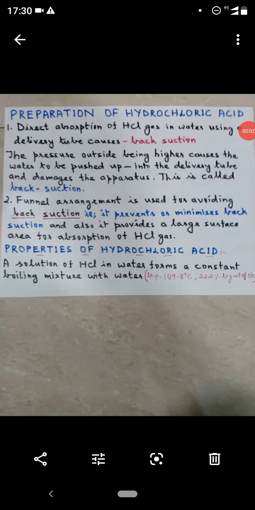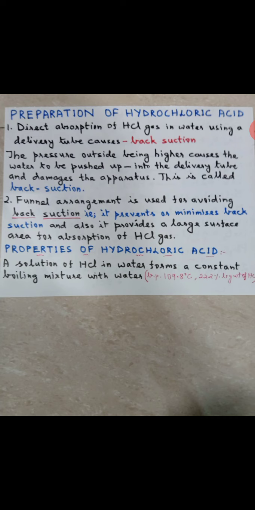Good afternoon, children. Today we will be doing preparation of hydrochloric acid. Till now you have studied hydrogen chloride gas, its preparation, properties and everything. Now hydrochloric acid. Now you must be wondering, what is the difference between hydrochloric acid and hydrogen chloride gas? Both are HCl. Hydrogen chloride gas means we say HCl, correct? And hydrochloric acid also HCl, correct?